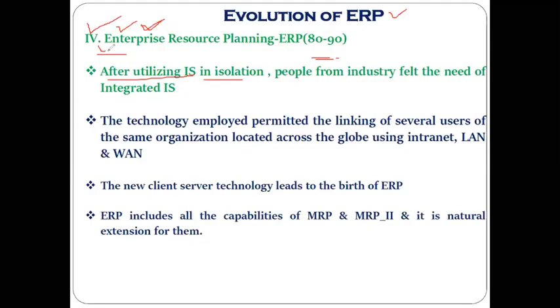Yes, sir. And that is the reason it became possible to integrate the information systems and link the different departments together. After utilizing information systems in isolation separately, people from the industry felt there was a need for an integrated information system, and that need was satisfied by this modern ERP, which started in 1980-90. This technology permitted the linking of several users of the same organization located across the globe. Located across the globe, what does that mean?